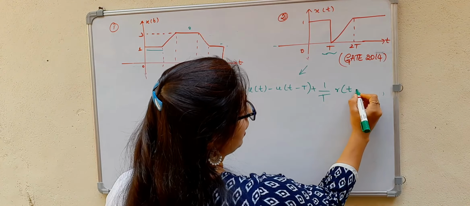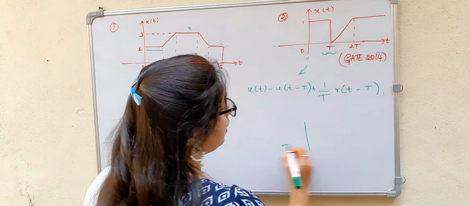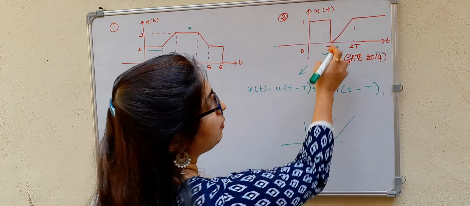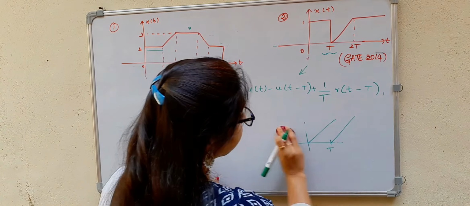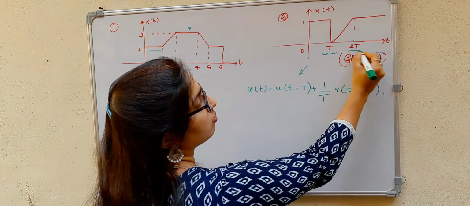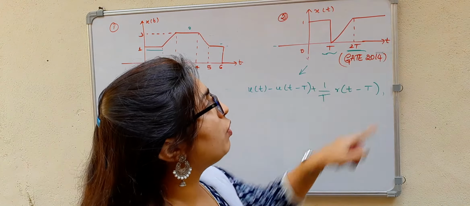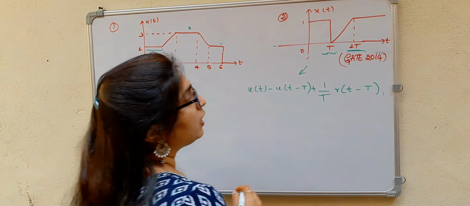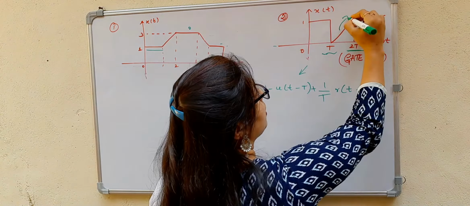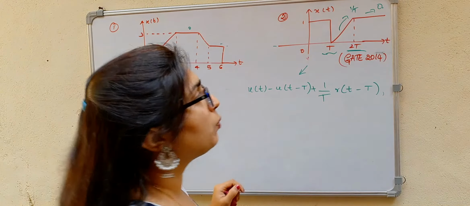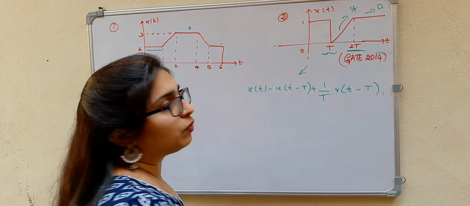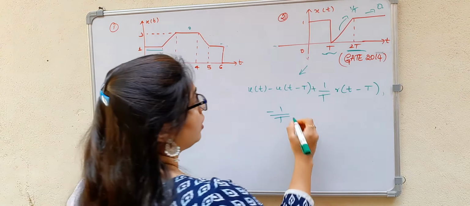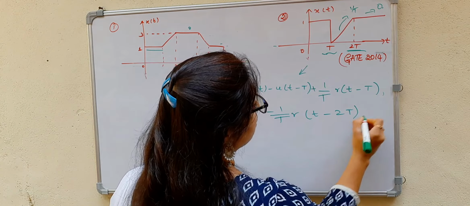So r of t minus t, a shifted ramp. At 0 it is like this. If it is shifted by t units, then it will be like this, right? So r of t minus t, that is till 2t. At 2t, your slope is changing from 1 by t to 0. Now the slope is 0. So how to get 0? When will you get 0? When you subtract it, right? That is with a negative ramp, starting at 2t.